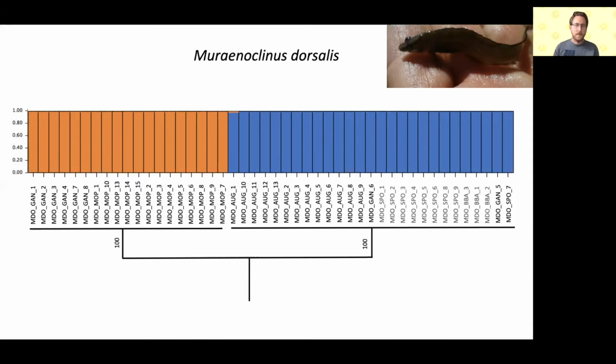The results that you're looking at, the figure on the top part, is what we call a structure plot. Each individual bar is an individual fish.